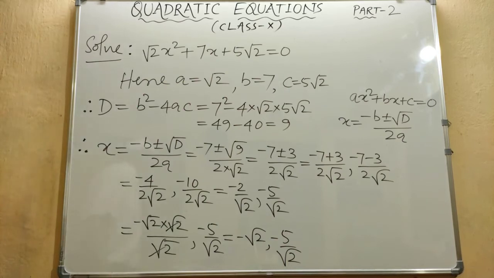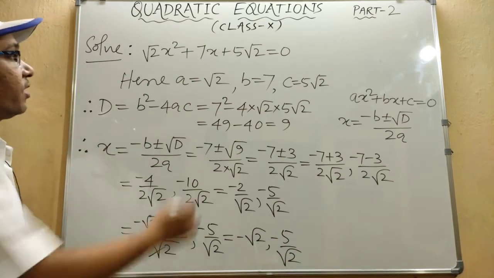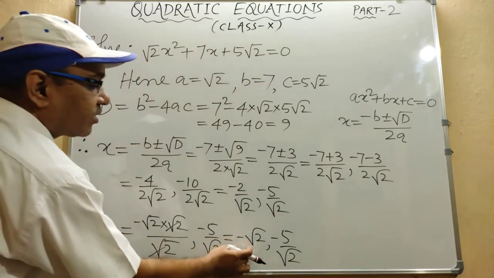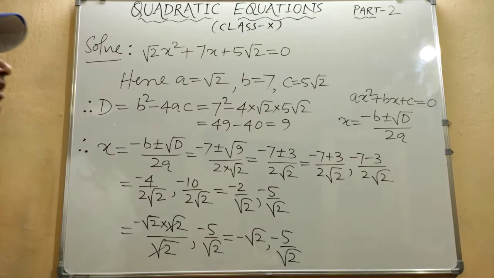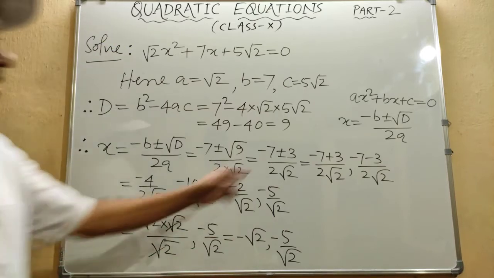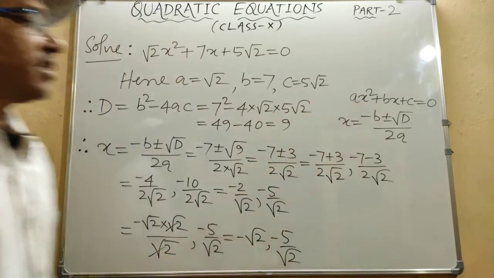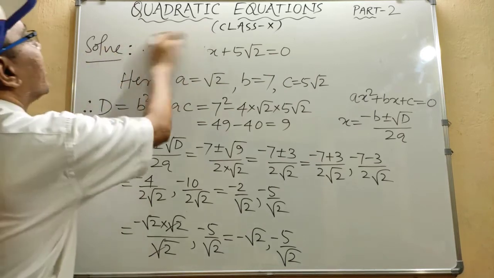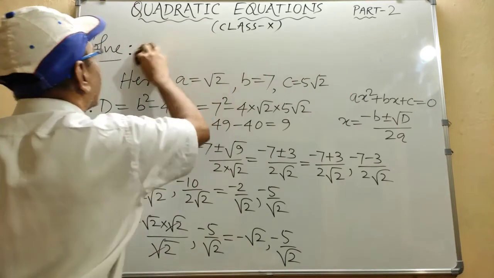So these are the two roots. Let me check the answer. Yes, the answer is all right. So for this quadratic equation, two roots are minus root 2 and minus 5 by root 2. So in this way, by using this formula minus b plus minus root d by 2a, we can find roots of a quadratic equation. Now we see another problem.